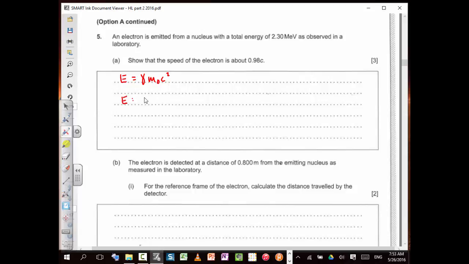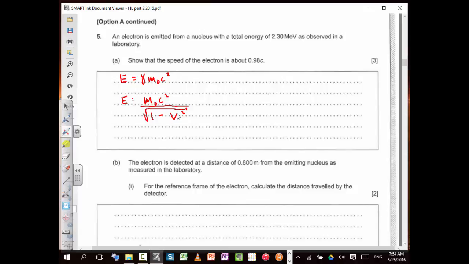E is equal to m naught c squared over the square root of 1 minus, and we're told that it's 0.98 c. In fact, let's get rid of that because that's what we're trying to prove. And then we'll put in v squared, where this v is going to be the speed in terms of c. Otherwise, we'd have to write v squared over c squared.